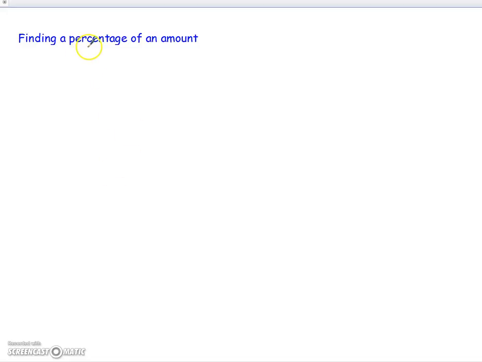This video is going to show you how to find the percentage of a given amount. So for example, I might ask you to find 20% of $80, let's say. Okay, so what we're going to do is set up this sentence, which is written in English, into a mathematical sentence, just working left to right.